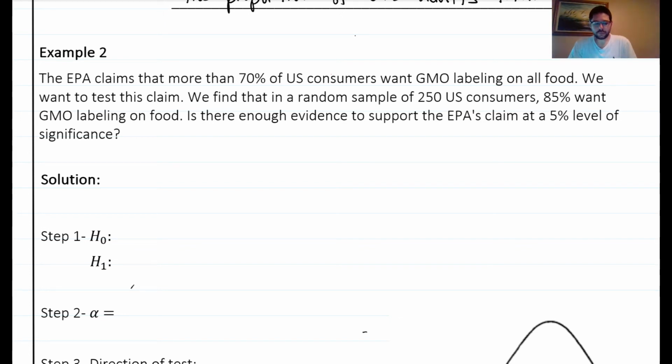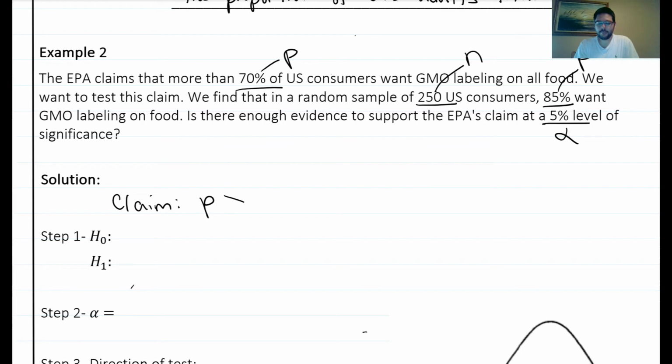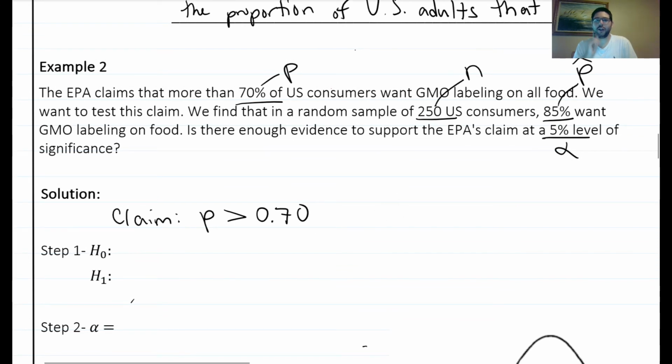Okay, so here, let's write our claim first. So let's label this stuff. So we have they claim that it's more than 70%. So this is our P. We find that in a random sample of 250, that's N, 85%, that's my P hat, want GMO labeling on food. Is there enough evidence to support? So we got our alpha of 5%. So that's our important stuff. So in this case, the EPA's claim is that it's more than 70%, which is 0.70. So that's a statement of inequality. Therefore, what we're going to do, we're going to put that as our alternative H1.